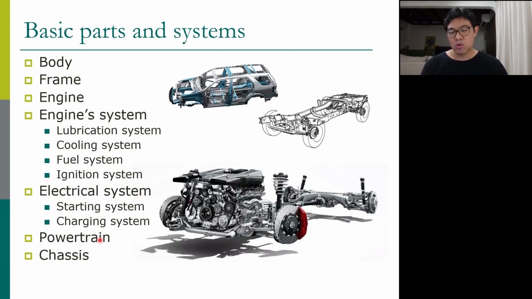So we also have the chassis. The chassis is basically the system under the car. It combines the suspension system, the steering system for when you want to turn the car, and then the braking system. So those are the basic systems inside the car.